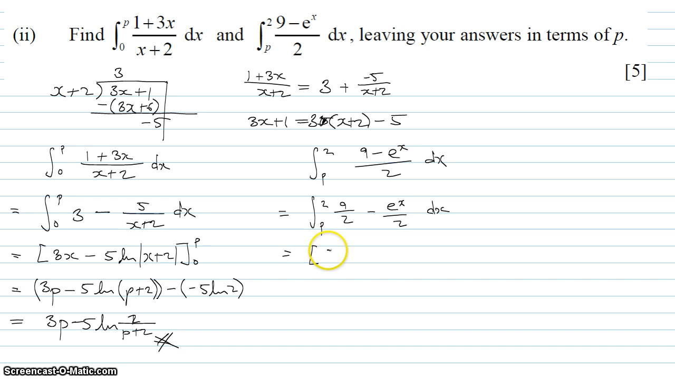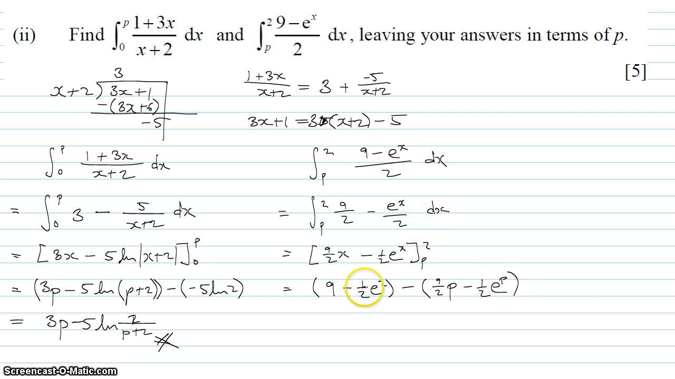9 over 2 is just a constant, so I get 9 over 2 x minus a half, and e to the x goes to itself, between p and 2. So if I substitute in 2, what do I get? So I get 9 over 2 times 2, so that would be 9 minus a half e squared, minus, substitute in p, I'd get 9 over 2 p minus a half e to the power of p.